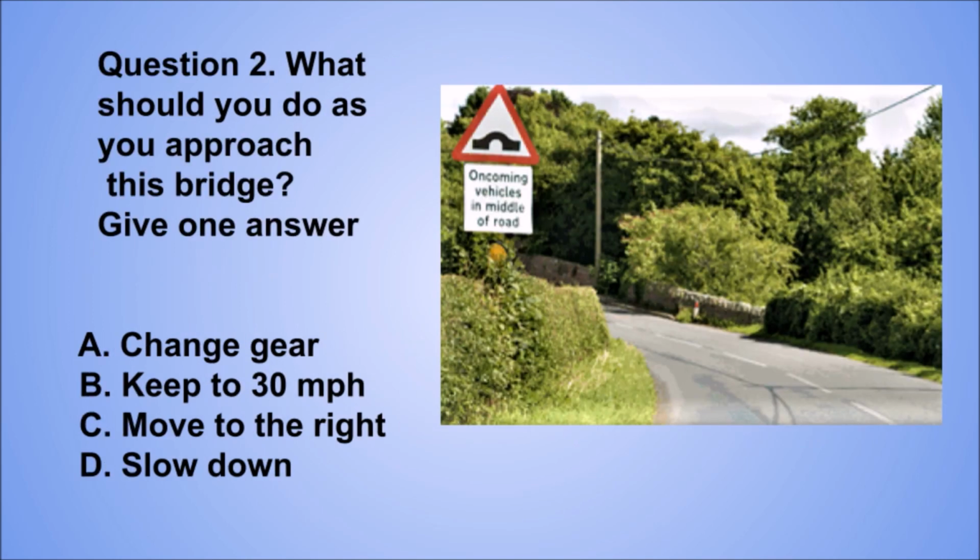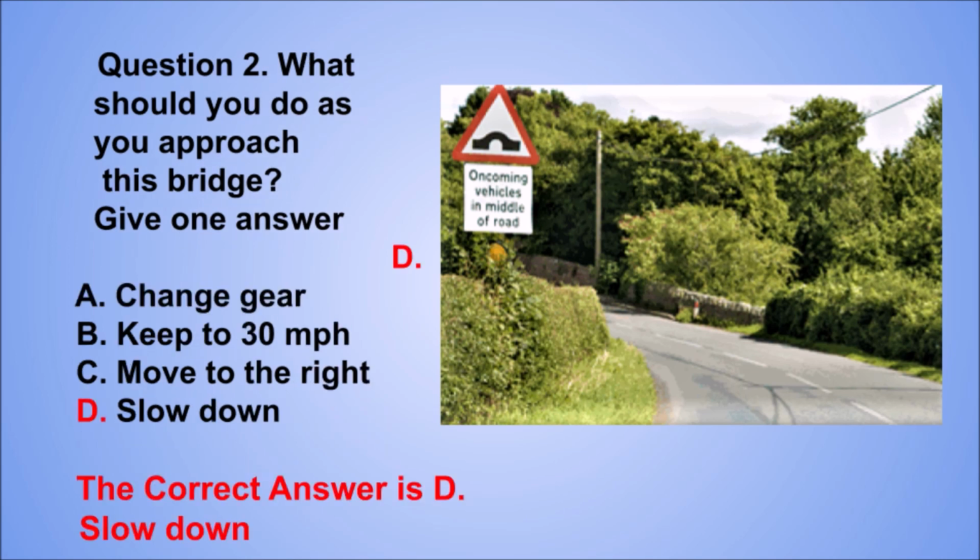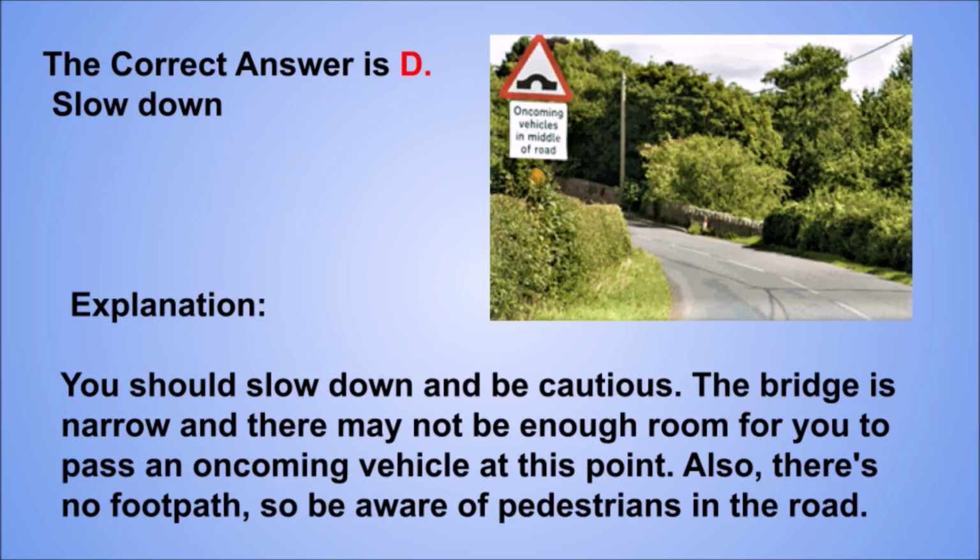Question 2. What should you do as you approach this bridge? Give one answer. A. Change gear. B. Keep to 30 miles per hour. C. Move to the right. D. Slow down. The correct answer is D. Slow down.